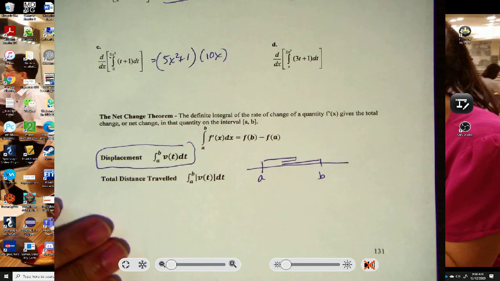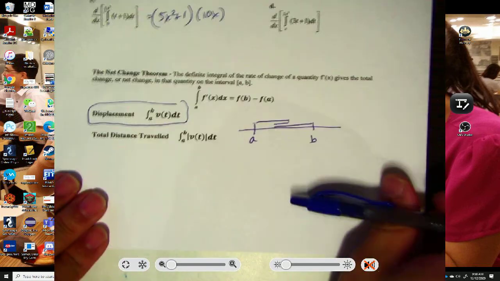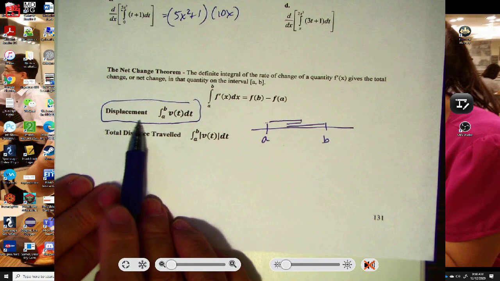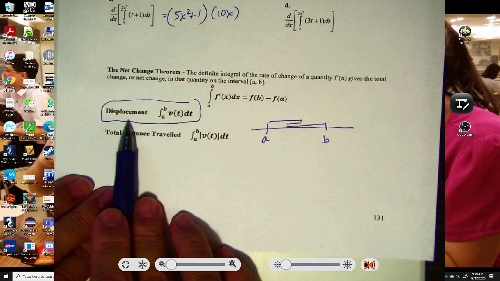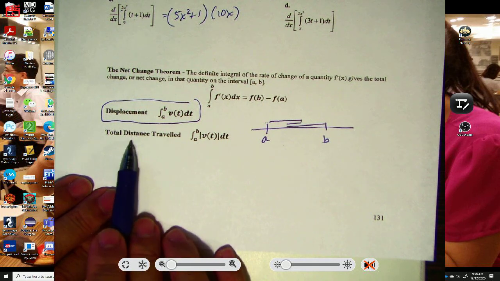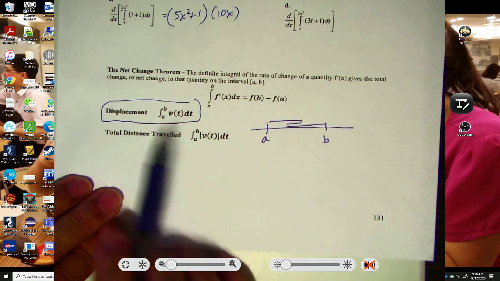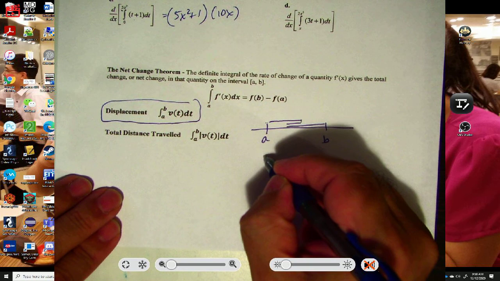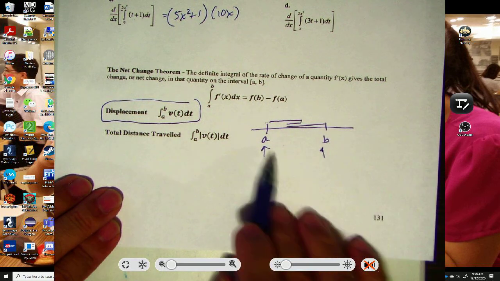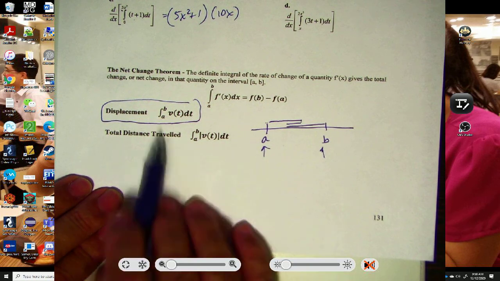Alright, here's more on the net change theorem. More vocabulary. Net change can also be described as displacement. Then we can talk about total distance traveled. They're two different things. Displacement is the net change. If I start at point A and I end up at point B, how far apart are those two points? That would be displacement.